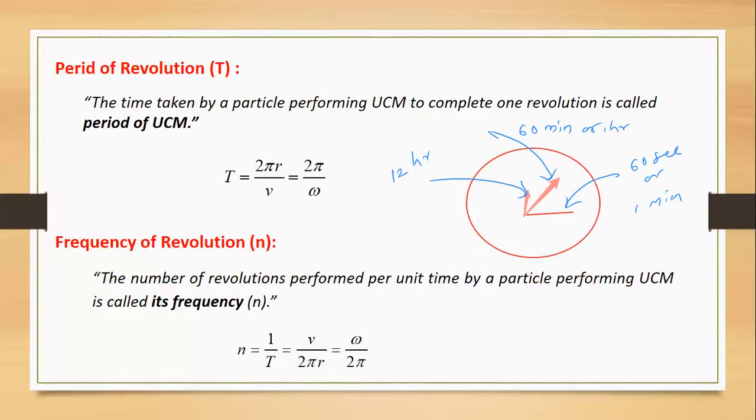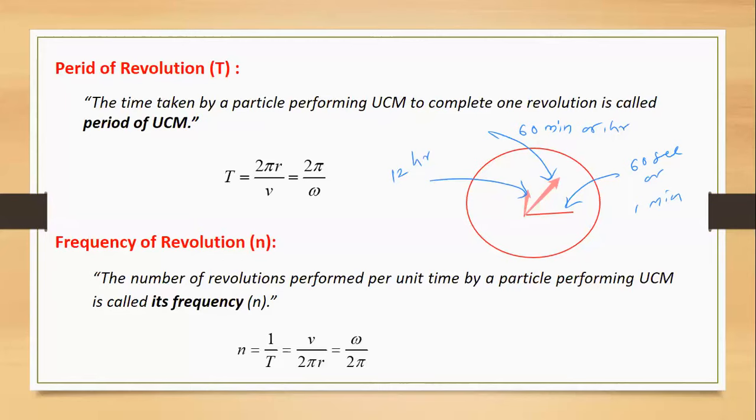Now another example is the period of revolution of Earth about its own axis, which is 24 hours. About the Sun, it is 365 days. Then the period of revolution of the Moon around the Earth: how much time does the Moon take to complete one revolution around the Earth? It takes 28.3 days. Several examples we can discuss here, but that much is okay.